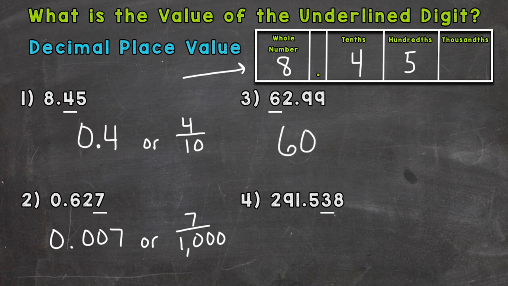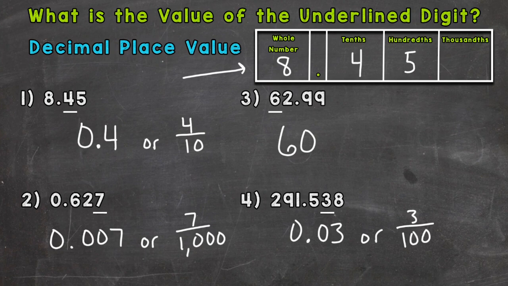And lastly, number 4, 291 and 538 thousandths. So we have a 3 there that's underlined in the hundredths place. So the value of that 3 is 3 hundredths. So we can write it as 3 hundredths, or fractional form, 3 hundredths.